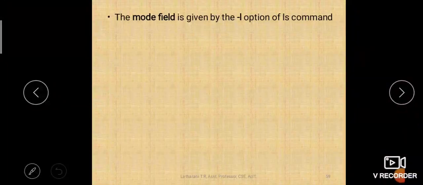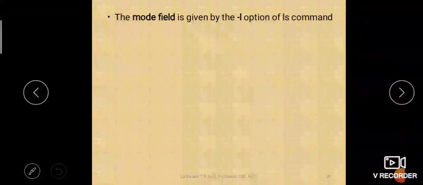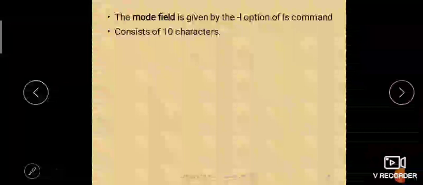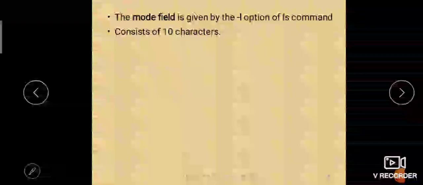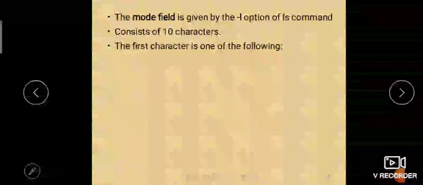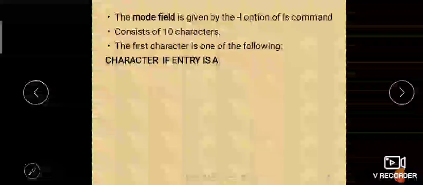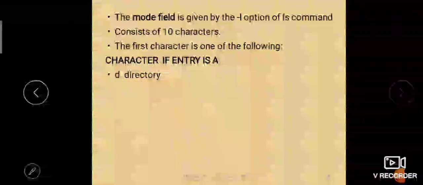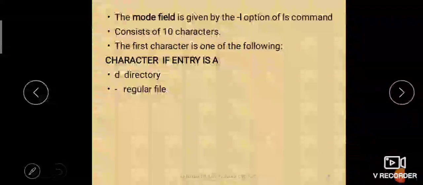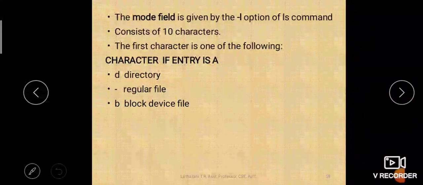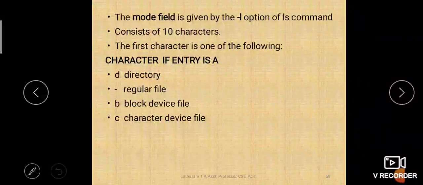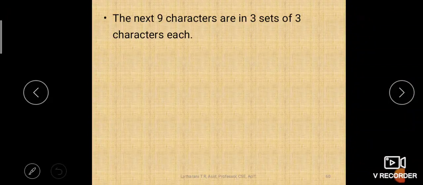Then the mode field, which is given by the ls -l option. When you give it, the mode field is the first 10 characters. The first character will tell you the type of the file and the rest of the characters will tell you the permissions for user, group and others, right? D for directory, a dash for regular file, B for block device file, C for character device file, L for link file, S for socket file, right?